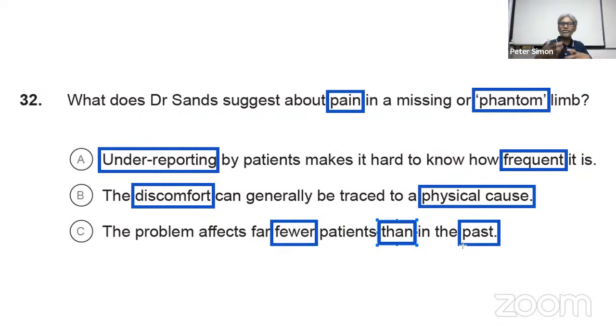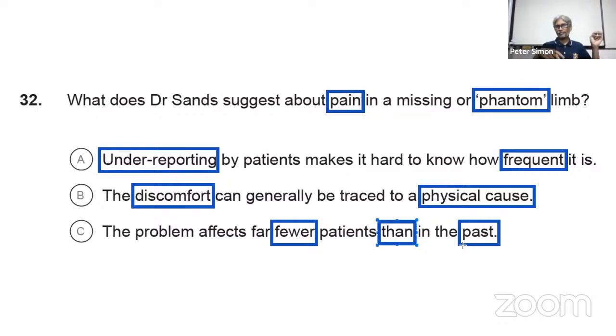So this is talking about statistics, the figures, the numbers, the data, the value, the ratio, the proportion. How many? More than, lesser than. Earlier they were more than now. Now they are fewer than the past. So when you are comparing past with present, that means the problem affects less now. In the past it was more, but now it is less.